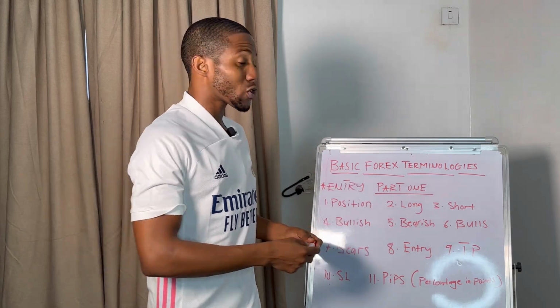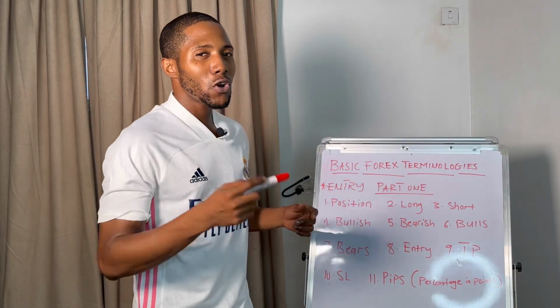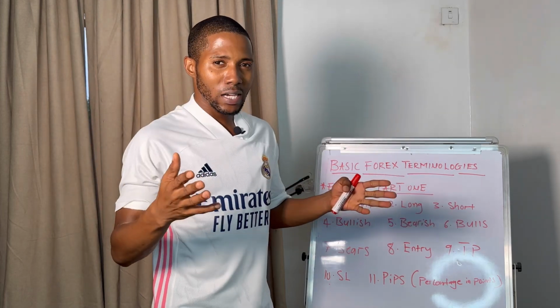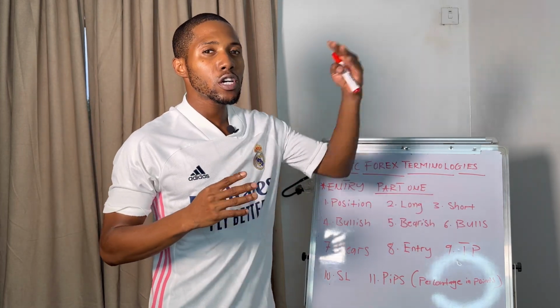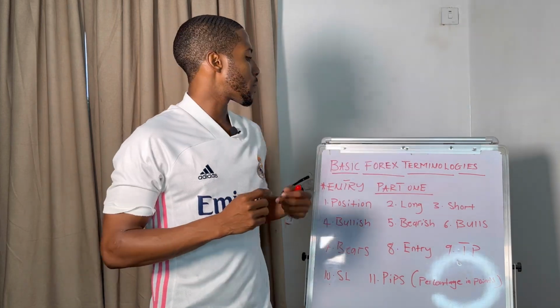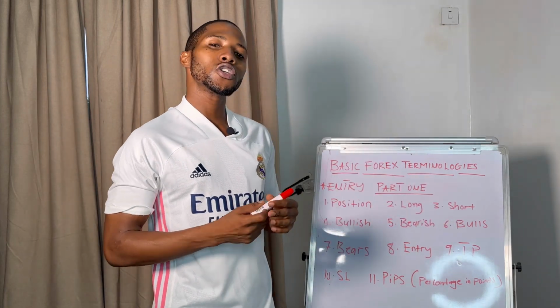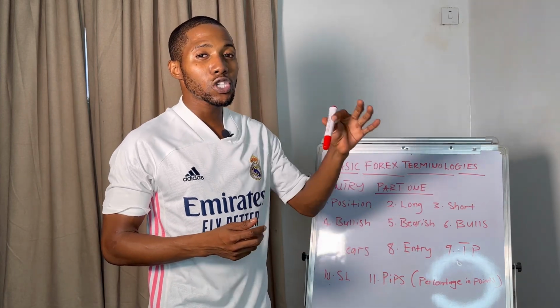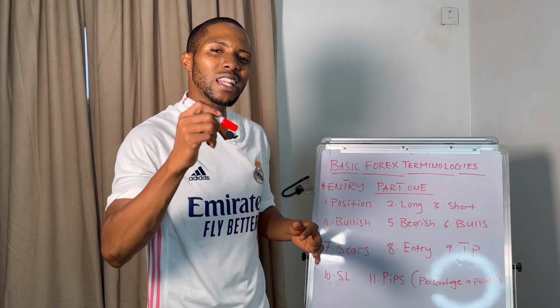So the next thing I want to talk about, long. When you hear long, it means buy. It's like a slang. So when I say I'm on a long position, I'm on a long trade, long means buying. The next thing is short. Short is the opposite of long. It means selling. So when I say I'm on a short position, that means I'm on a selling trade or a sell trade.